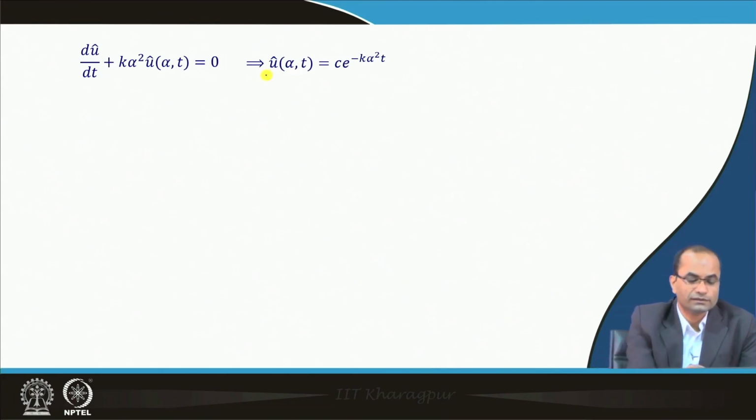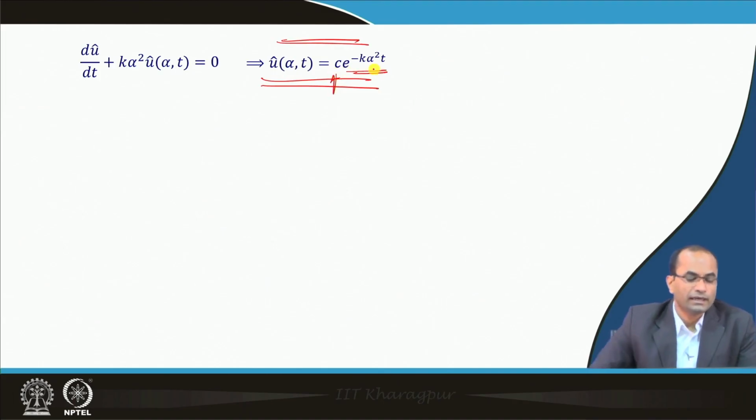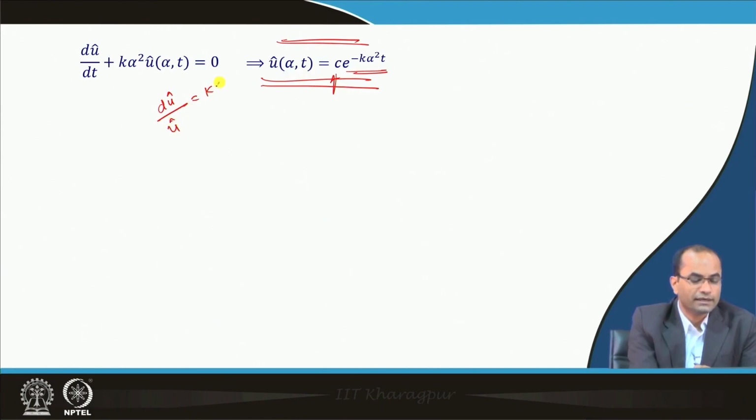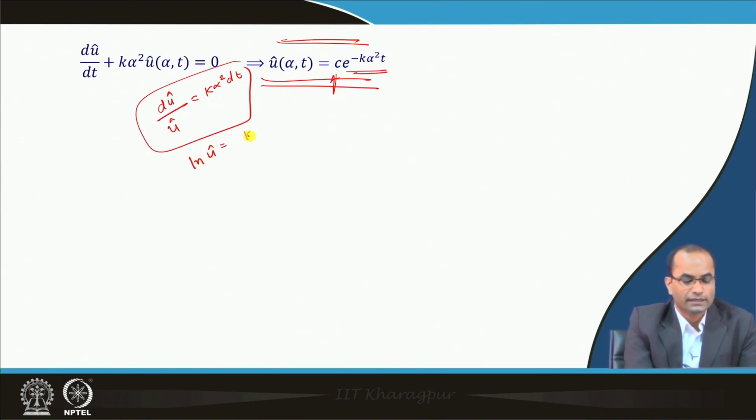Having this differential equation, the solution will be simply some constant times e power minus k alpha square t, because we can separate it. So, on the left hand side we have du hat over u hat, and then we have k alpha square dt. Once we integrate, we have ln u hat equal to minus k alpha square t, so u hat will be e power minus k alpha square t with a constant term there.